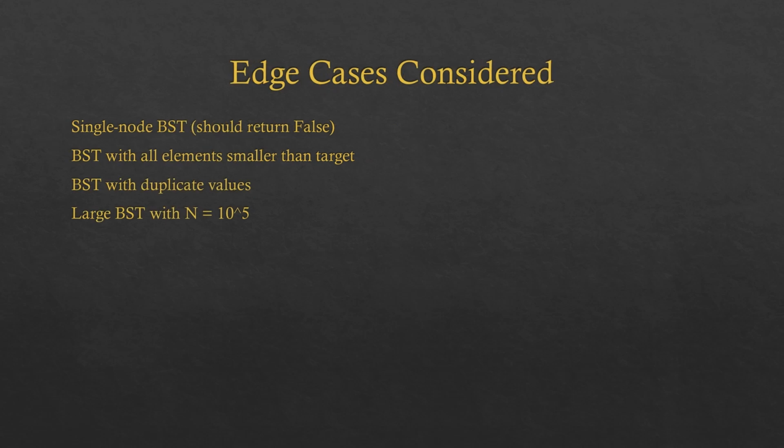In this problem, we have considered several edge cases. These include a single node BST, a tree where all elements are smaller than the target, cases with duplicate values, and large trees with up to 1 lakh nodes.